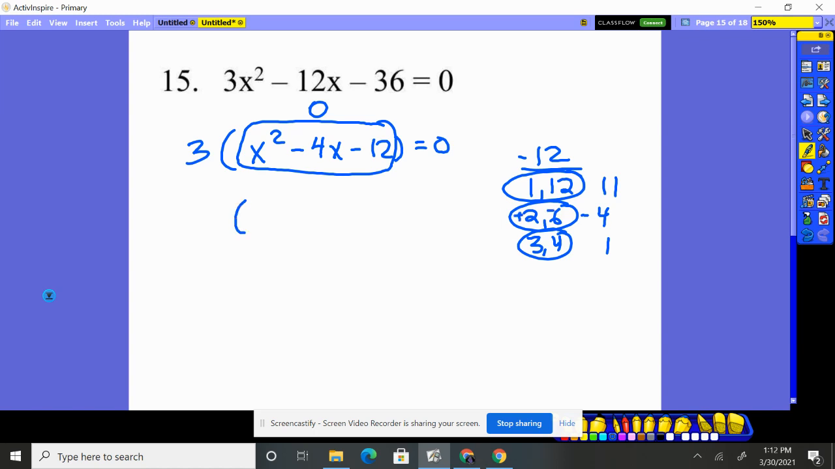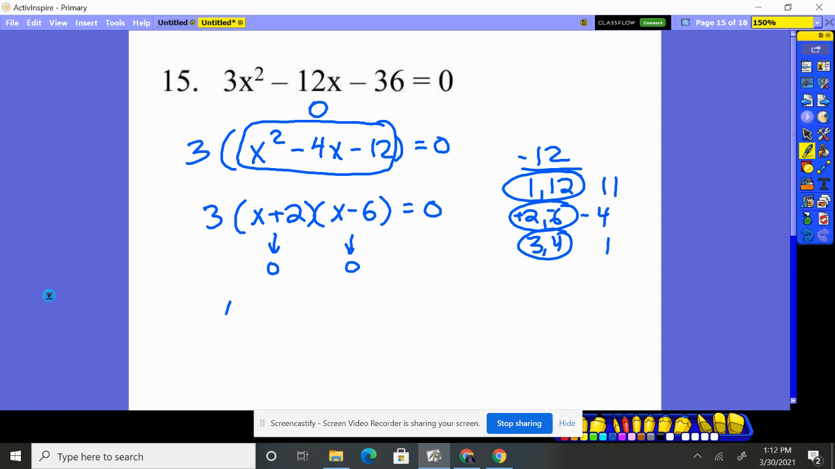So this x squared minus 4x minus 12 breaks down to x plus 2 times x minus 6 equaling 0. Now you can put the 3 back out here, but it doesn't make any difference. 3 times something else equals 0. That means either this piece has to be 0 or this one has to be 0.